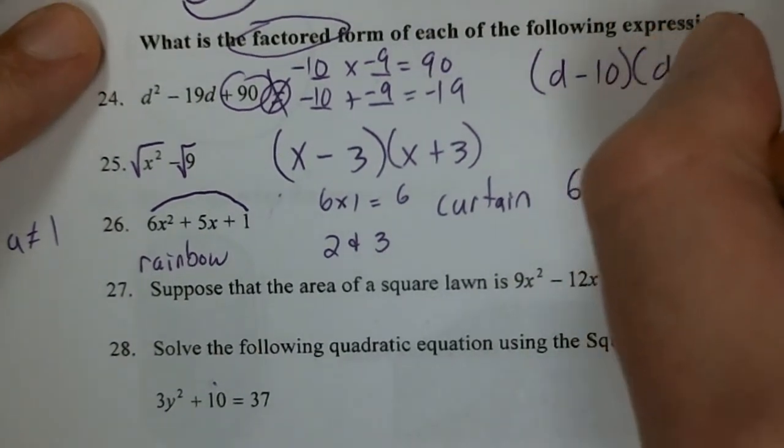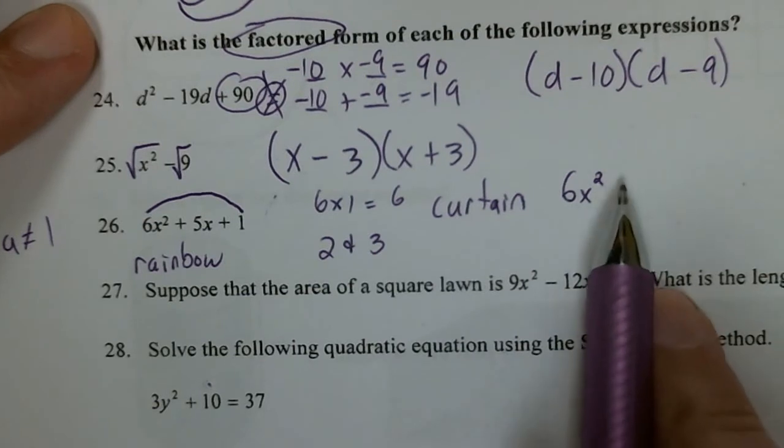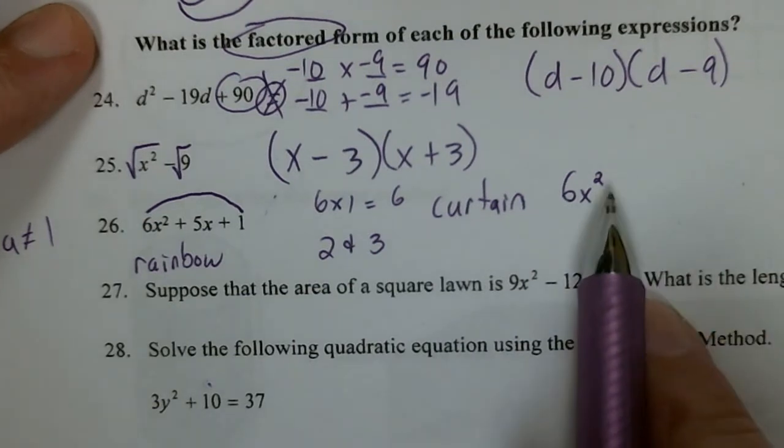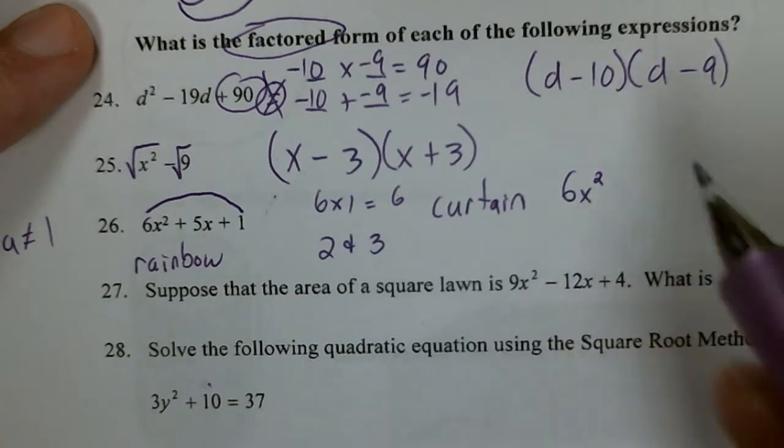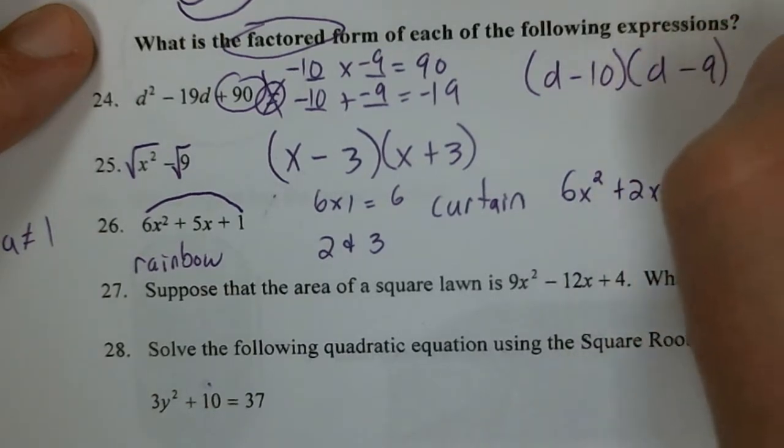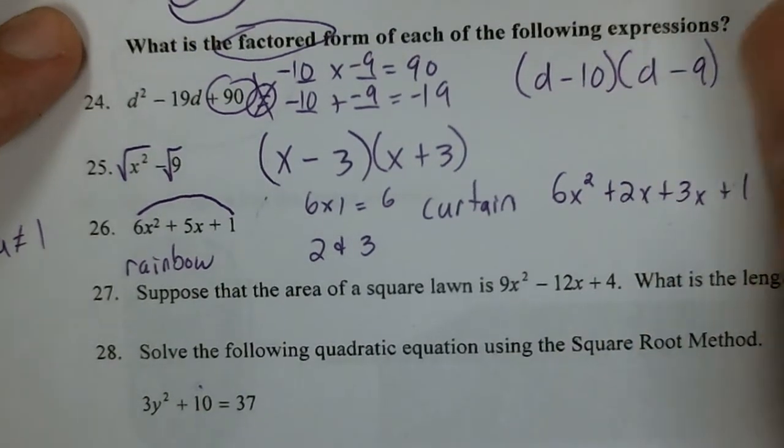So I'm going to have 6x squared. Now it doesn't matter whether you put the 2x or the 3x on the left. I will match up the 2 with the 6 because they're both even. So I'm going to split that into 2x and 3x, and then I have the plus 1. So let me stop there.